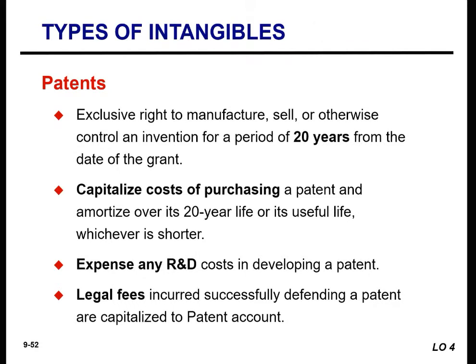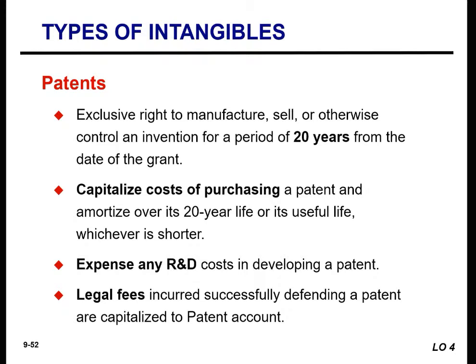Some types of intangibles that you might encounter. Patents. Patents are an exclusive right issued by the U.S. Patent Office that enables a recipient to manufacture, sell, or otherwise control an invention for a period of 20 years from the date of the grant.